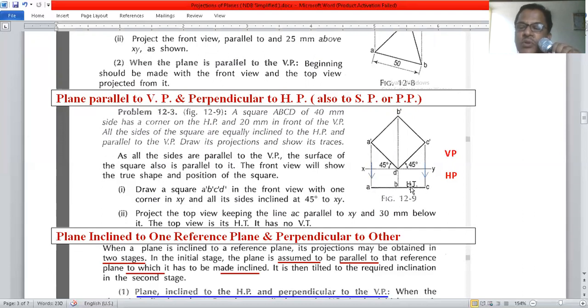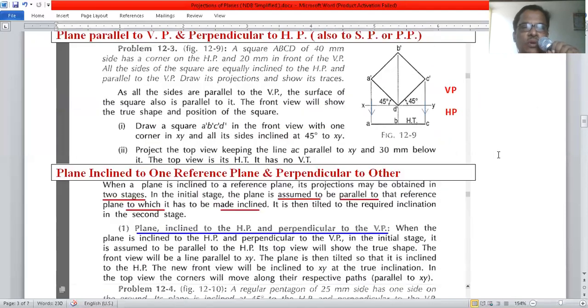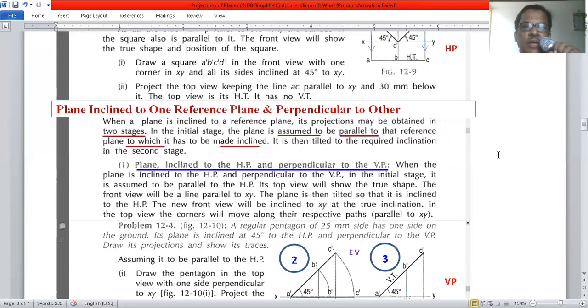So this is the edge view, and this edge view in the HP is nothing but the horizontal trace. So true shape in VP, edge view in the HP, parallel to reference line. So this case is already indirectly covered here. Now let us go for the next important case.